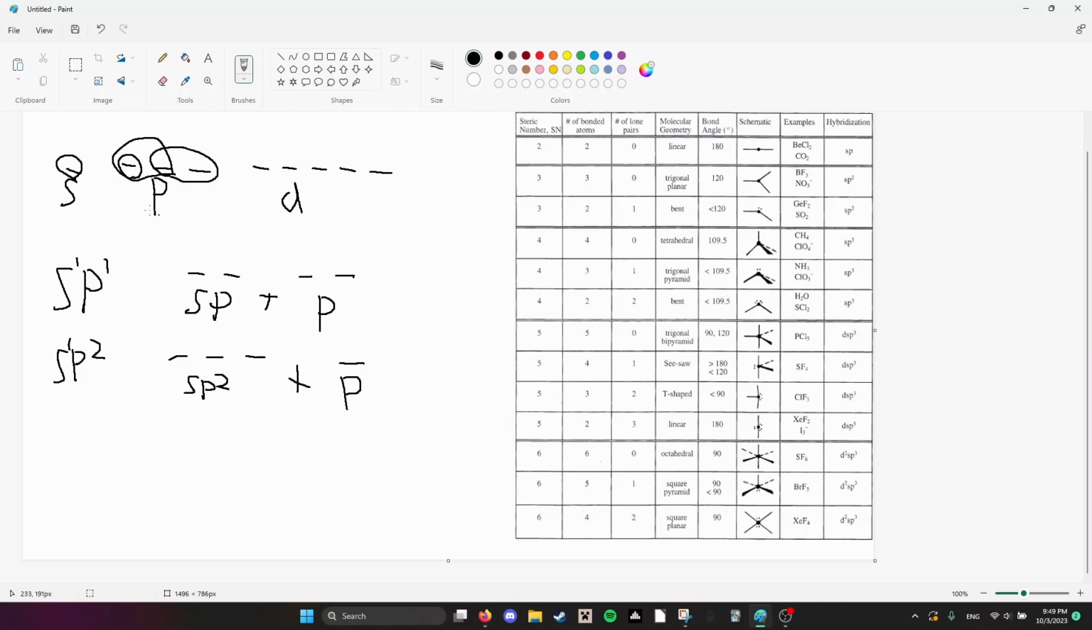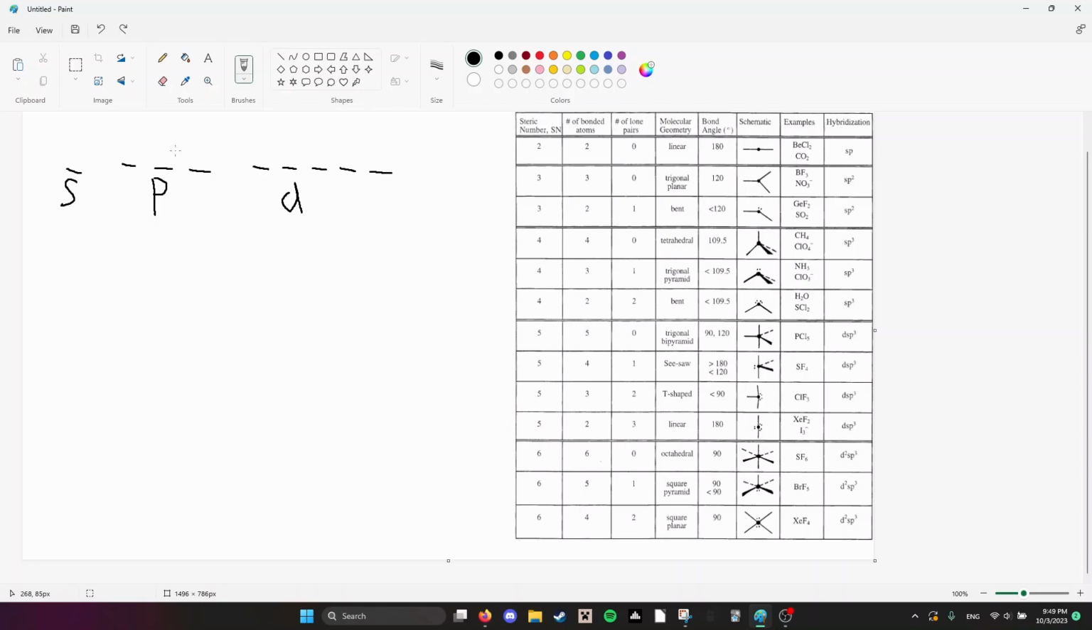sp3 is going to be very similar. P has 3, s has 1, so it's going to be all 4, and you're going to have nothing extra. Let's get into what happens if we start involving d. So let me just erase a lot of this.